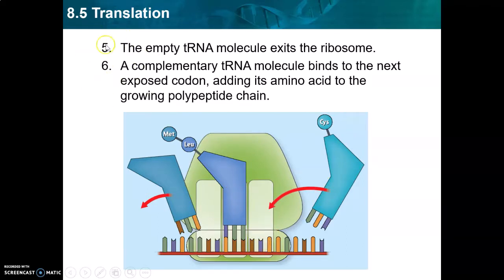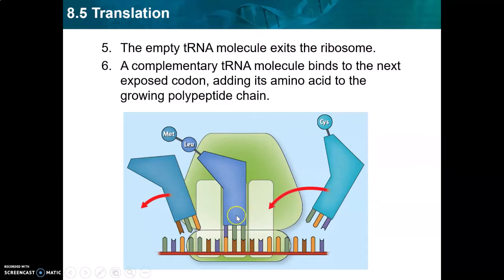So these 2 steps are kind of happening at the same time, right? Step 5 is talking about this empty tRNA leaving. Step 6 is talking about this new one coming in, but really they're both happening simultaneously. It's not like one happens first and one happens second. They both happen at the same time.